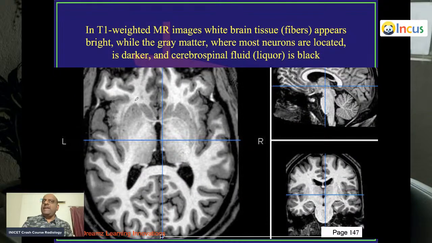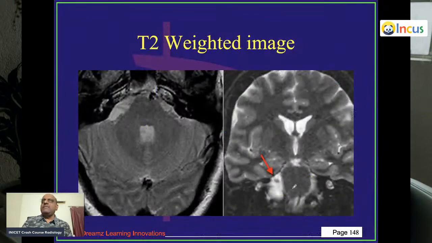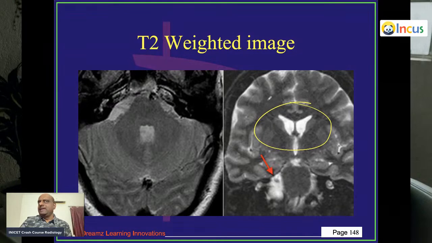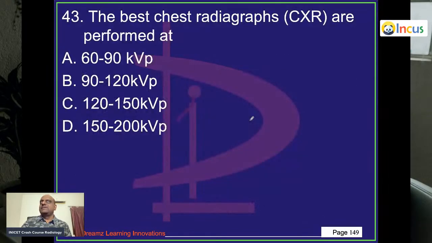So in a T1 weighted image, CSF will be typically black in color. In T2 weighted, the CSF is white in color.